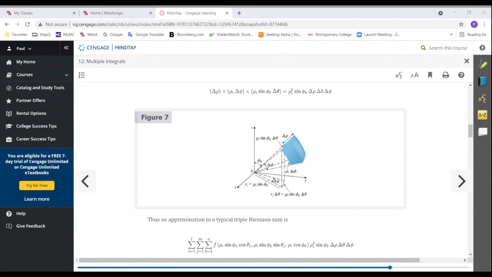And of course, if you think about base times width times height, think about that volume element in terms of that. It's an approximation, right? The volume, base times width times height. That's how I like to think of it. I'm not saying it's the actual proof of the volume element. Let me say it the right way.